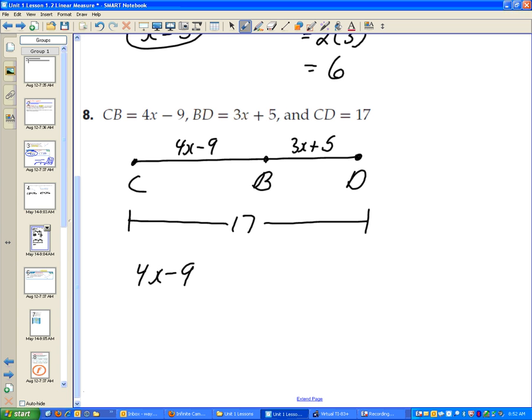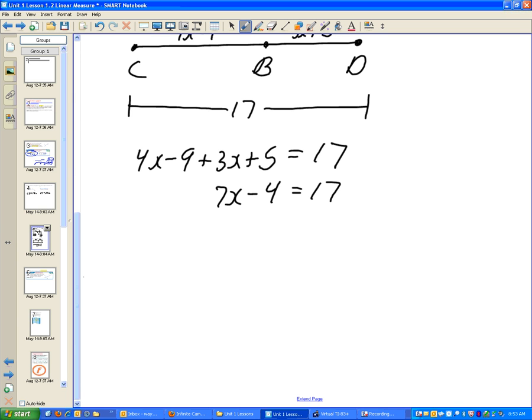Yep. We want to add the length of CB plus the length of BD, and it equals the length of CD, doesn't it? And then you go from there. That'd be 7x minus 4 equals 17. 7x equals 21. x equals 3. Now figure out the length of BC.